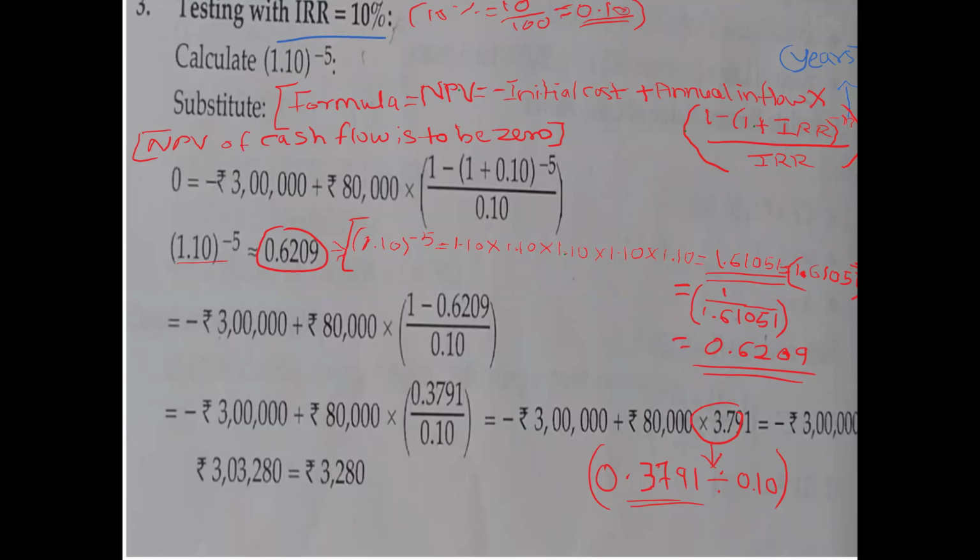Third, testing with IRR 10%. 10% is equal to 10 upon 100, which is equal to 0.10. Calculate 1.10 raised to minus 5. Substitute. Now we already know the formula. We have to put the figures according to the formula. The formula is NPV is equal to minus initial cost plus annual inflow into bracket 1 minus bracket 1 plus IRR bracket complete raised to minus n, divided by IRR.